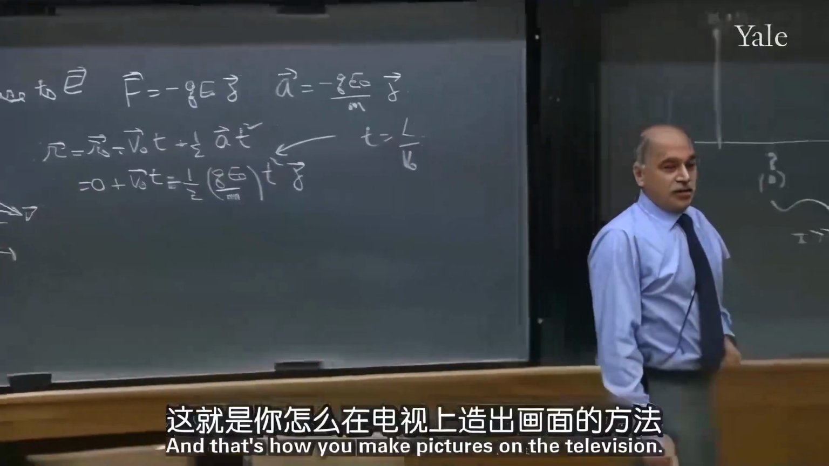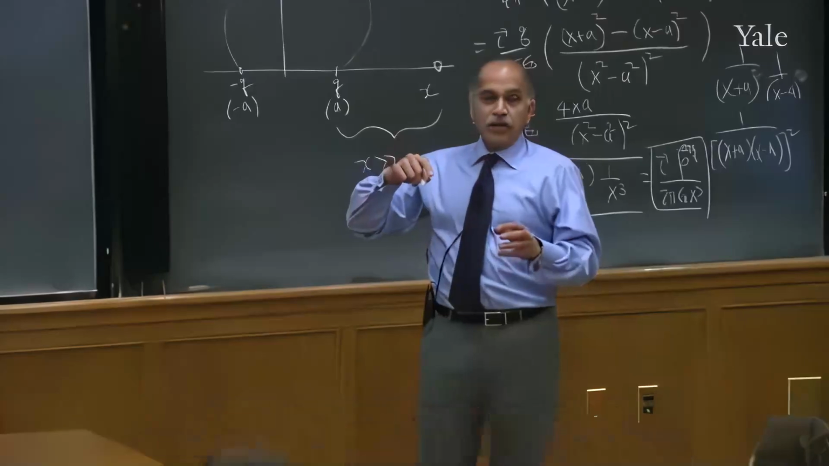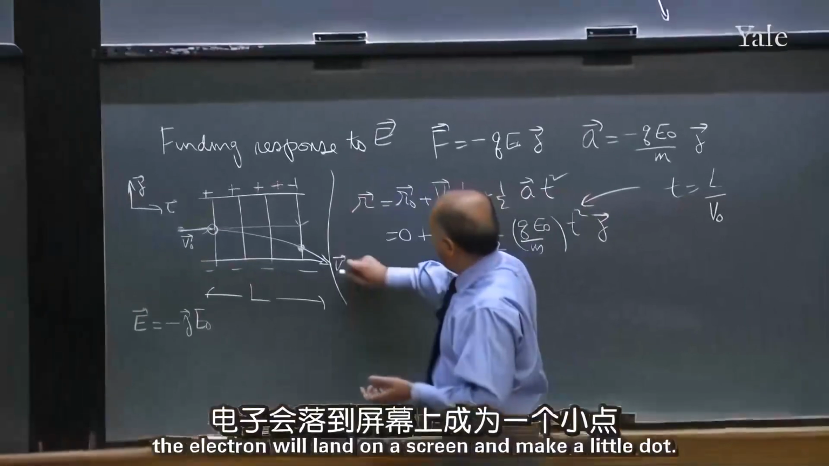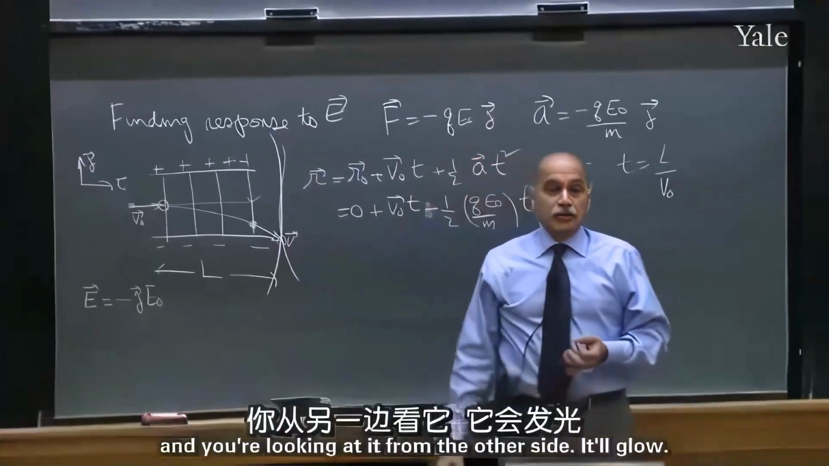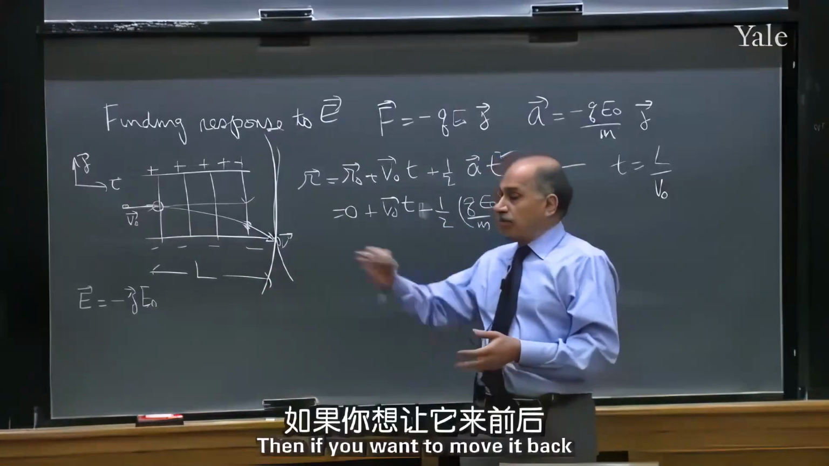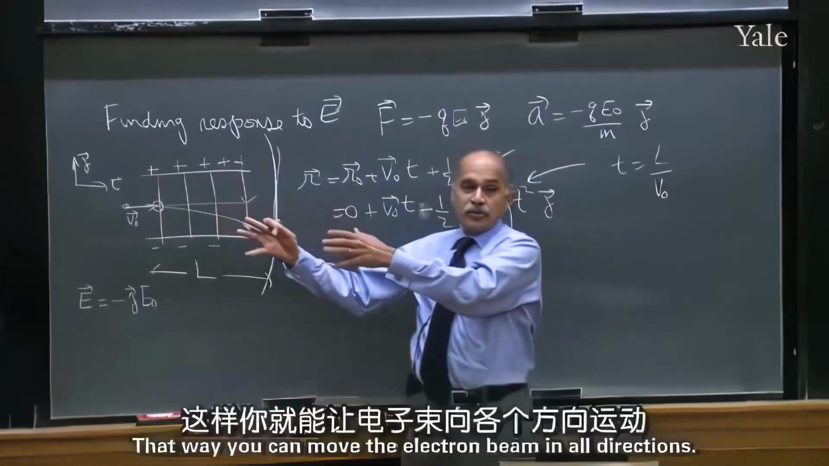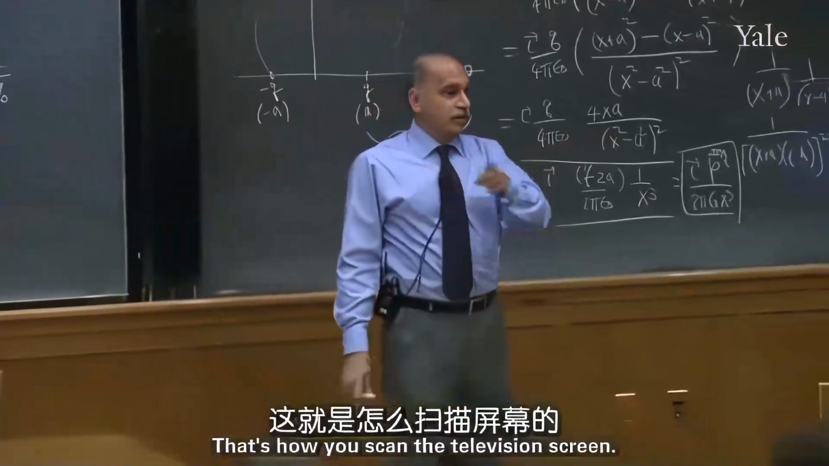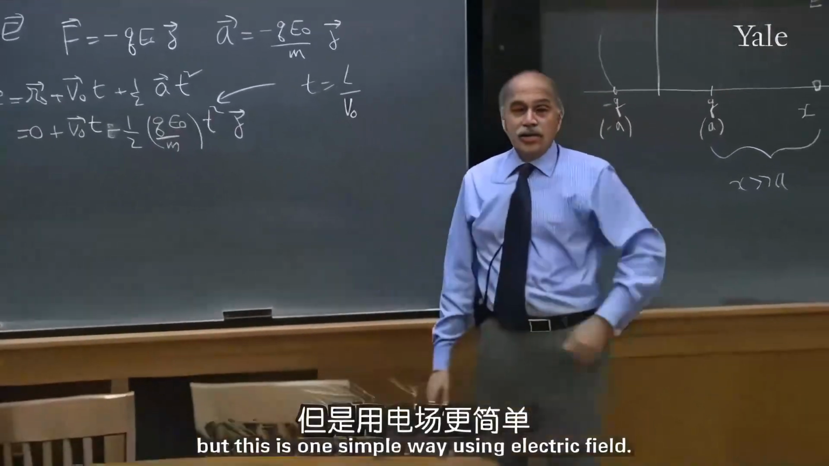And that's how you make pictures on the television. You got a bunch of plates, then you drive charges, and if you apply the right electric field, the electron will land on a screen and make a little dot. The screen will look like this, and you're looking at it from the other side. It'll glow. Then you want the dot to move up and down, you can move the voltage. Then if you want to move it back and forth, you've got to put another set of plates, not like this, but coming out of the blackboard. That way you can move the electron beam in all directions. That's how you scan the television screen. You can also use magnetic fields, but this is one simple way using electric field.